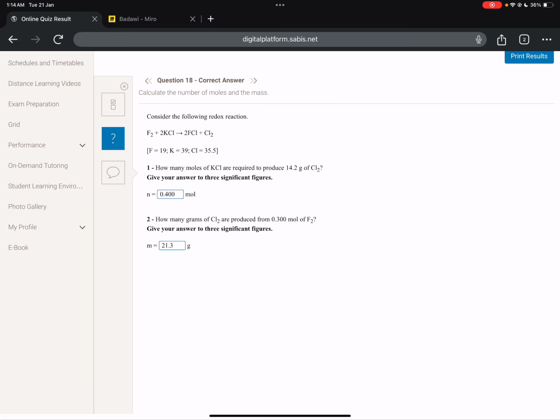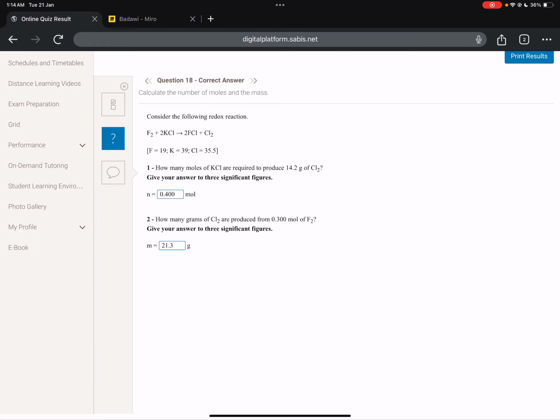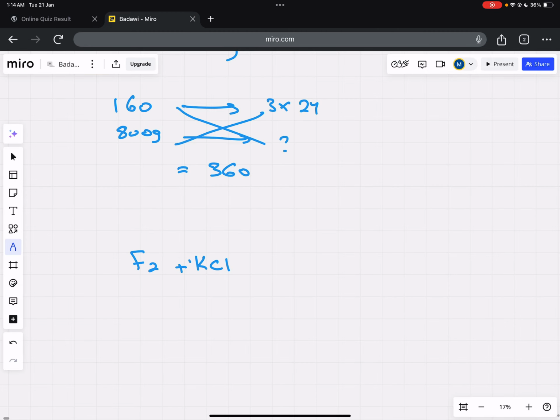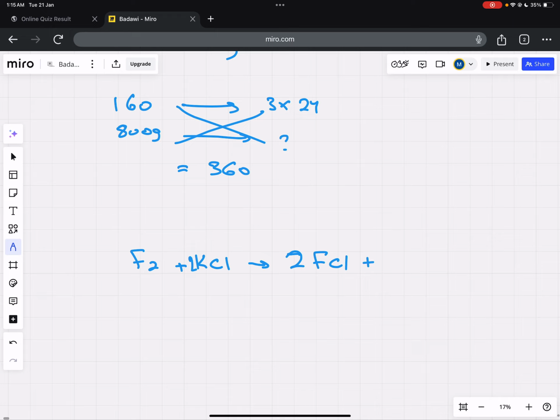Again, first thing, I'm directly going to copy my equation. So F2 plus 2 KCl gives me 2 FCl plus Cl2. Again, check if my equation is balanced, and it is balanced.